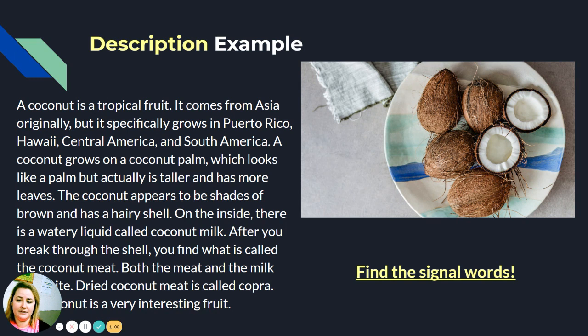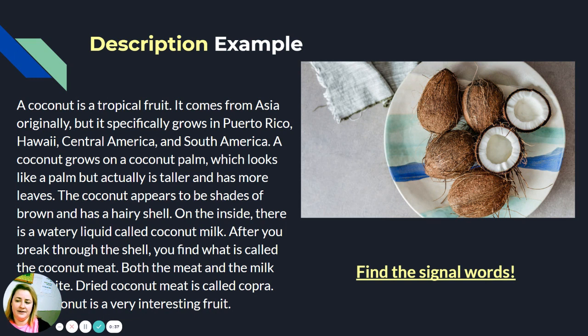Our second example is about a coconut. Coconut is a tropical fruit. It comes from Asia originally, but it specifically grows in Puerto Rico, Hawaii, Central America, and South America. A coconut grows on a coconut palm, which looks like a palm but actually is taller and has more leaves.